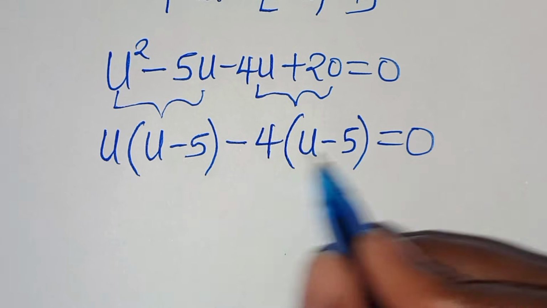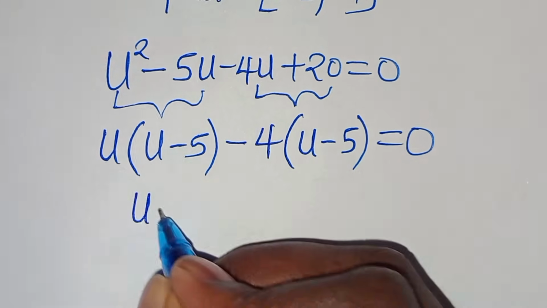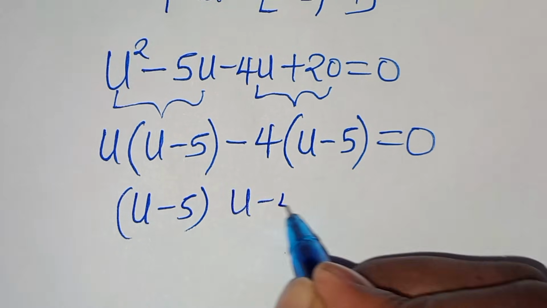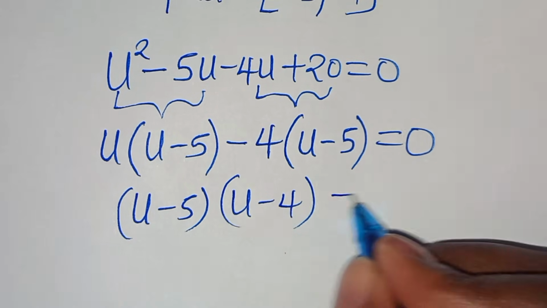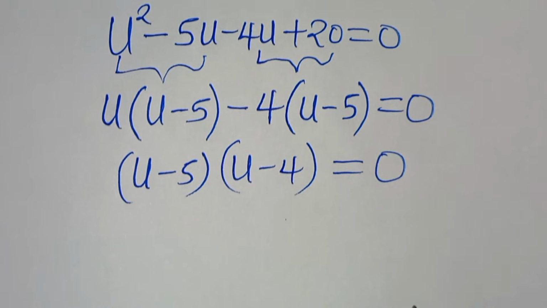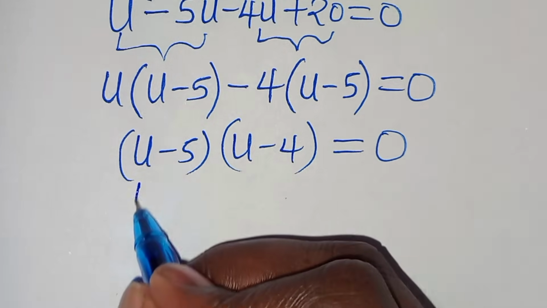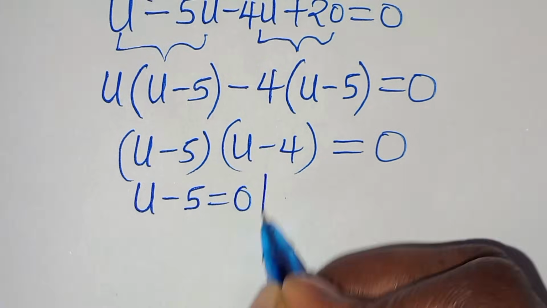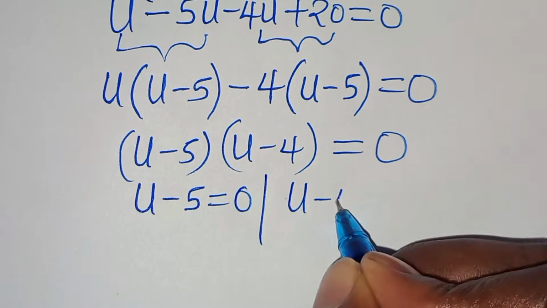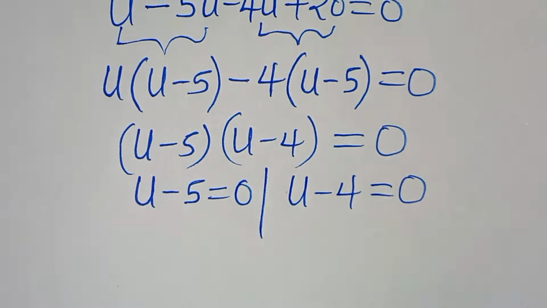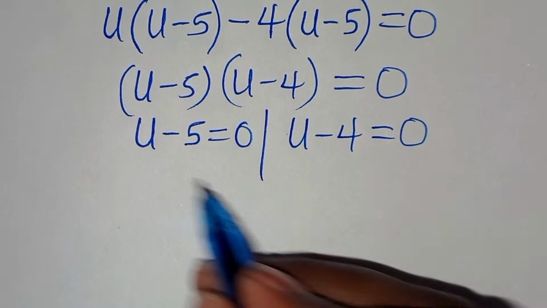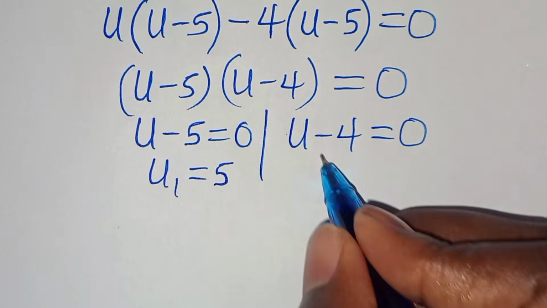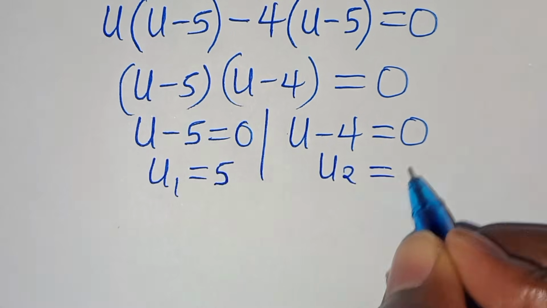So we have u minus 5 as a common factor. So we have u minus 5 times u minus 4 equals 0. So we have two parts here: u minus 5 is equal to 0, and u minus 4 is equal to 0. This implies that u1 is equal to 5 and u2 is equal to 4.